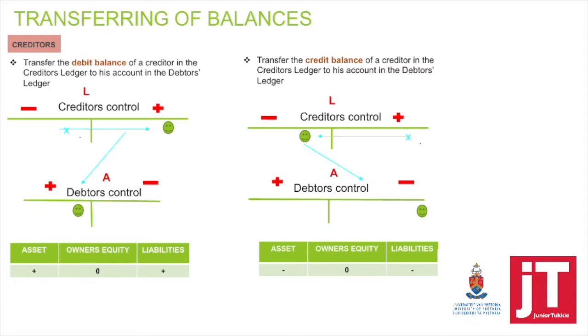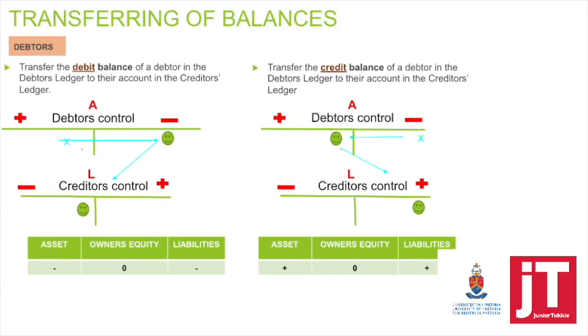If we make a change in the individual's account, we need to make a change in the control account as well. So if that happens, it means my assets will increase and liabilities will increase. Or it could happen that we need to transfer a credit balance to the debtor's control. When that happens, assets will minus and liabilities will decrease.